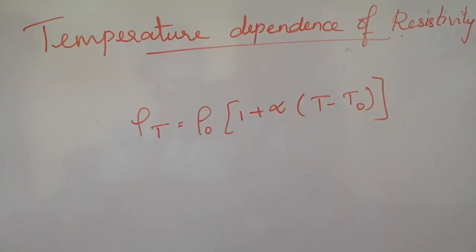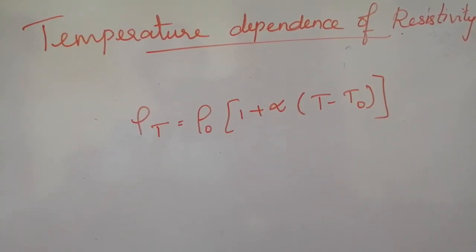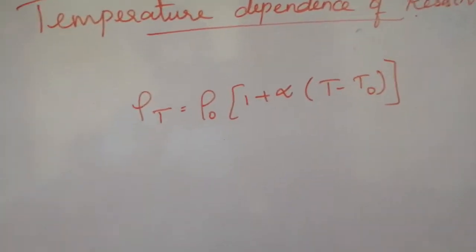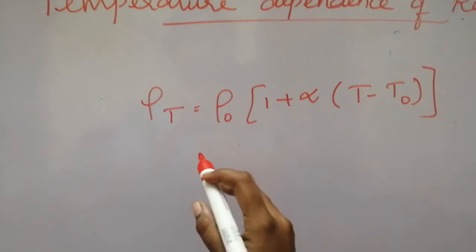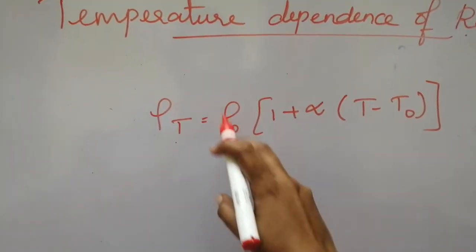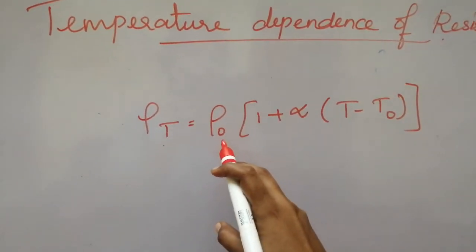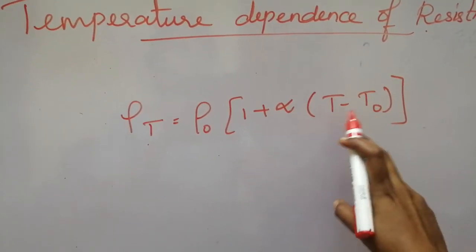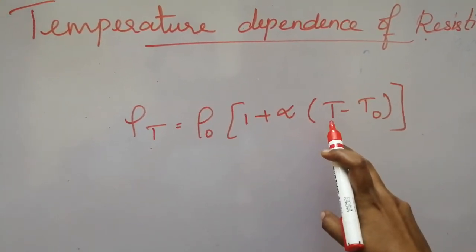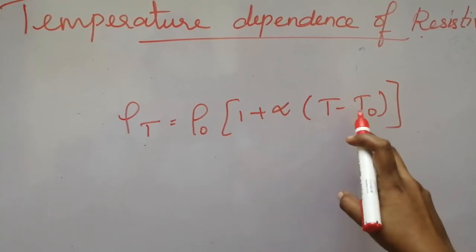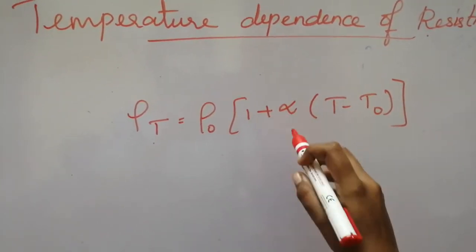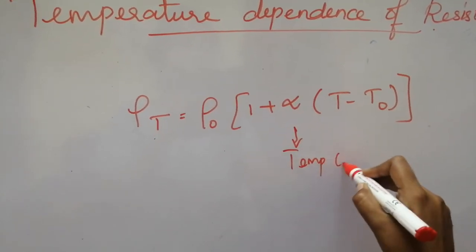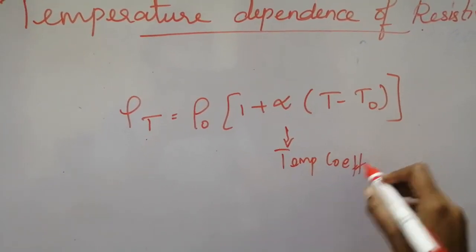So the resistivity is dependent on the temperature based on the formula given here. Rho T is resistivity at some temperature T, and rho 0 is resistivity at 0 temperature, and T and T naught are the temperatures at one particular value and the initial temperature, which is T naught. Okay, alpha is called the temperature coefficient of resistivity.